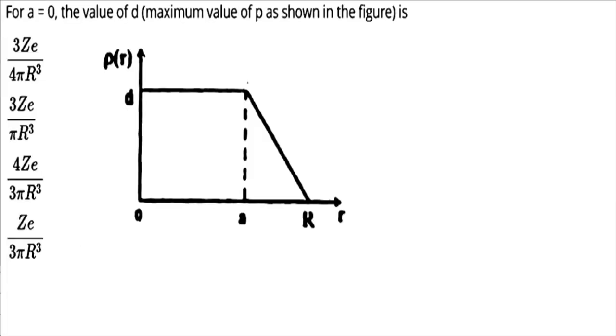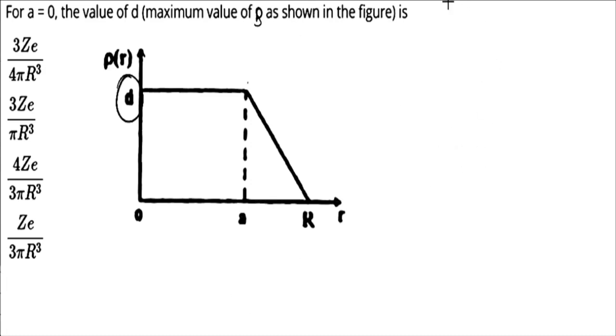Hello, we are given the question, and the question says for a equals to 0, the maximum value of rho as shown in the figure is how much? So the value of D is how much? The maximum value of the density, right?